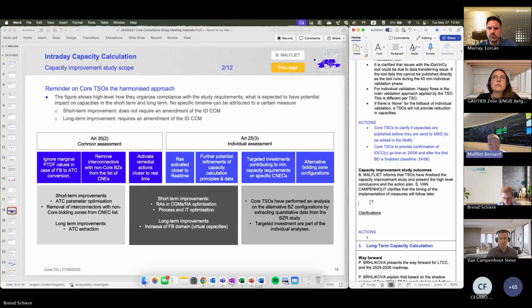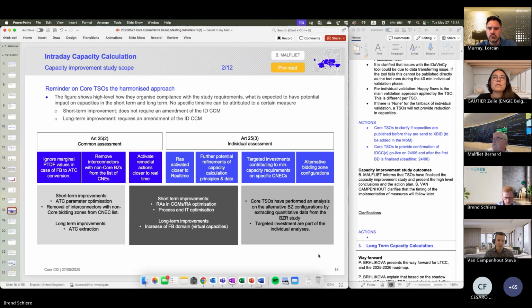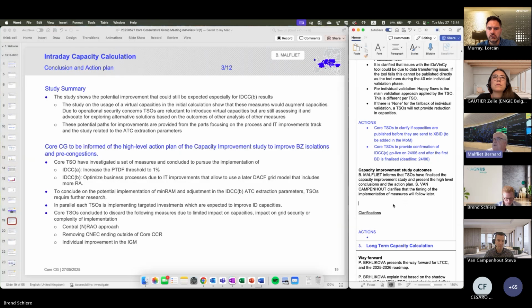In a summary, the study shows indeed that the usage of virtual capacities in initial calculation would augment the capacity, but given the operational security concerns, we are reluctant to introduce additional virtual capacities. We already have some of them in IDCC, because you know that the flow-based domain is sometimes containing negative capacity. So that means we already have the virtual capacities. So we are not really in favor of adding another layer of virtual capacity to the IDCC process.